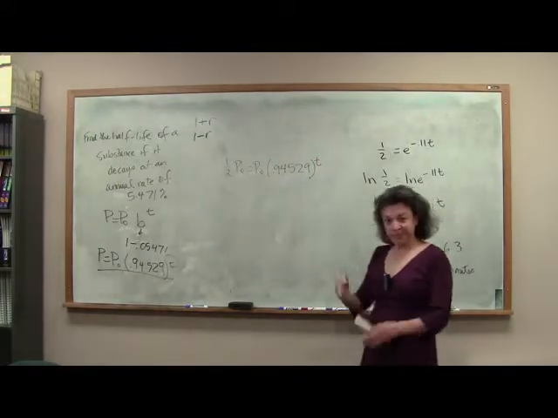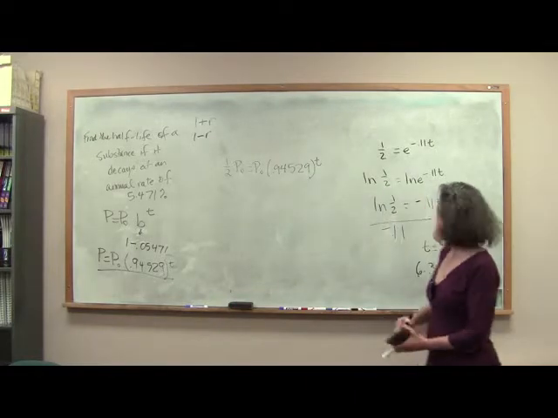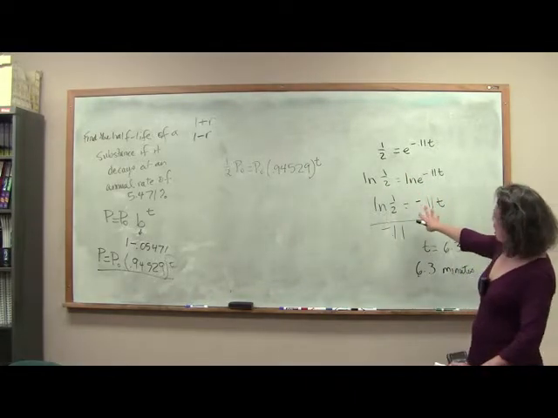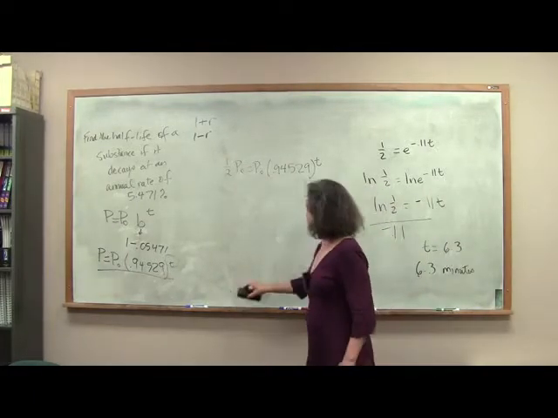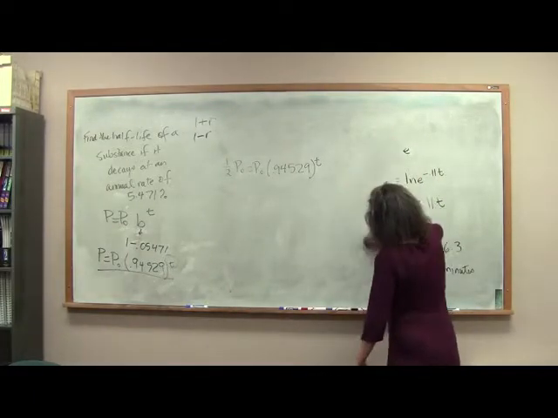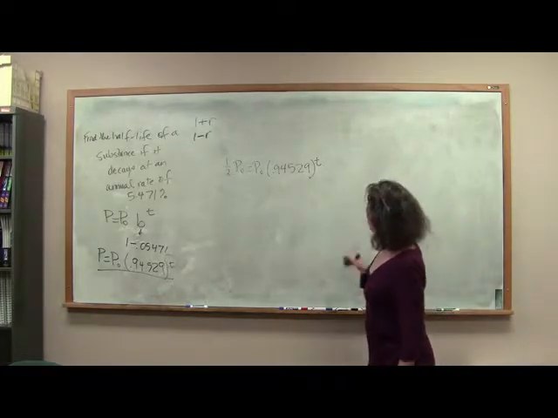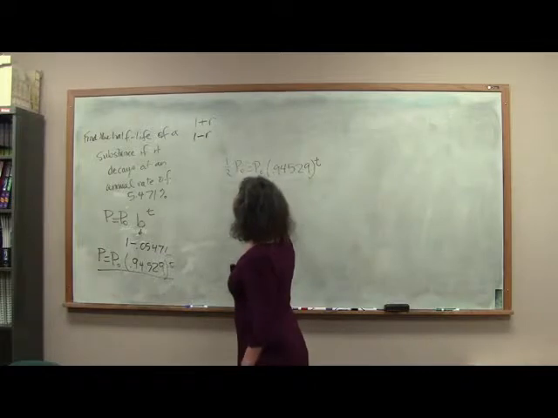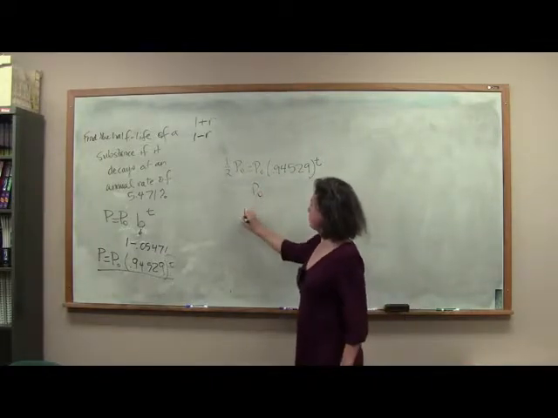And I claim from here on out, we can solve this in much the same way. Unfortunately, when you take the log, things don't cancel out quite as nicely, but that's okay. We can deal with that. Okay? Let's take this to completion. Again, the first thing you do is isolate your exponential, divide both sides by the number in front.